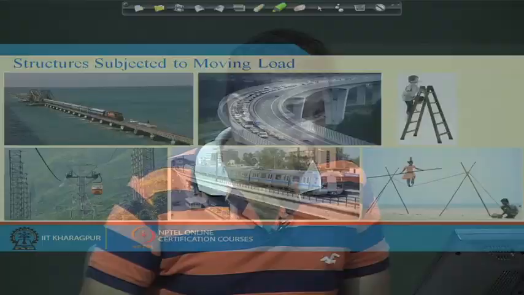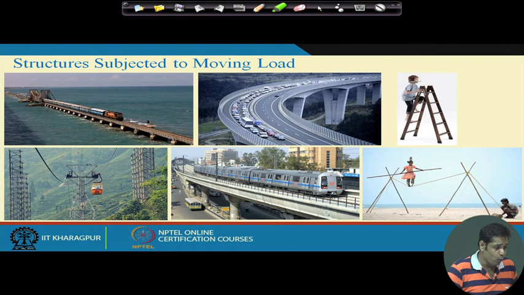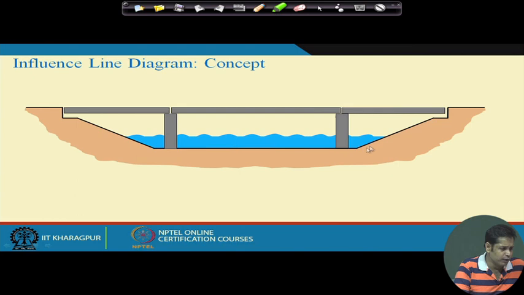Now let us first describe what exactly the problem we are going to address. Take any example. This is true for any problem, but just for demonstration, I am taking an example like this. This is a bridge, mainly of three spans. It is supported on abutments on both sides, and the central span is supported on two piers. Now look at this structure carefully.